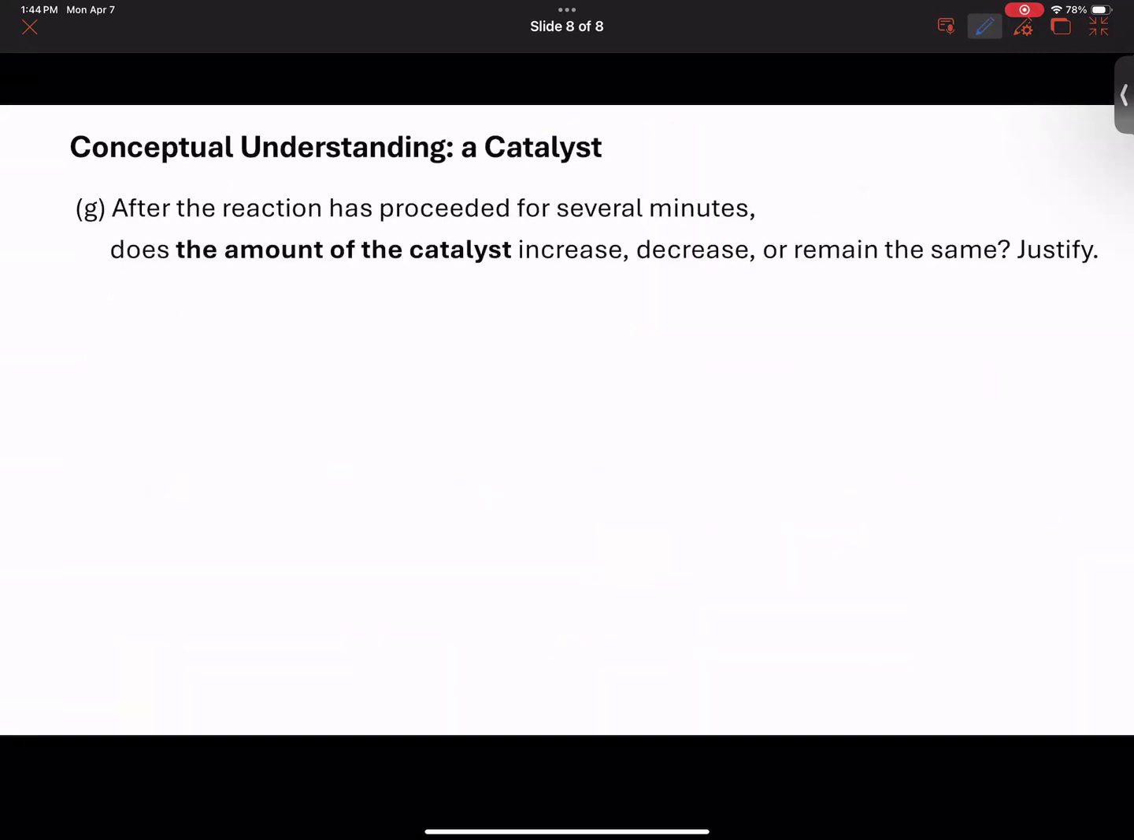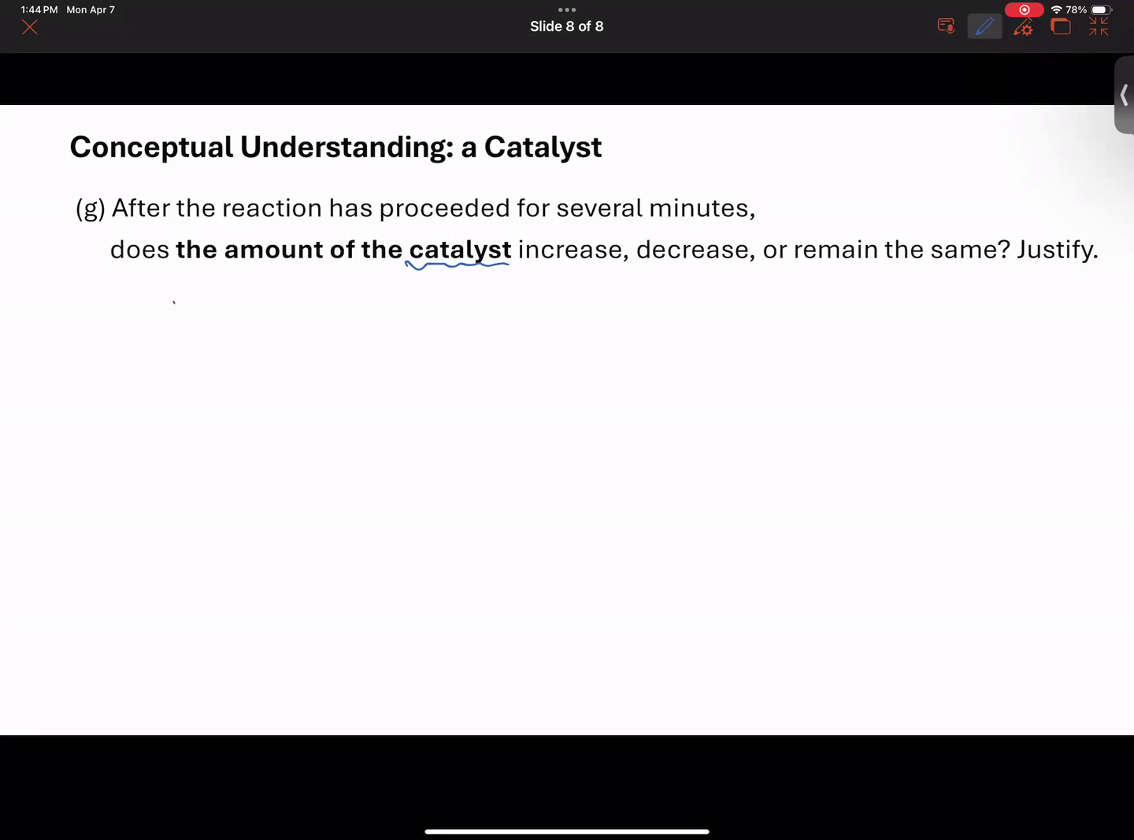Okay, now let's see a conceptual understanding of a catalyst. After the reaction has proceeded for several minutes, does the amount of catalyst increase, decrease, or remain the same? So what is a catalyst? A catalyst gets involved in a chemical reaction, and it decreases the activation energy. It provides another reaction route with a smaller activation energy.